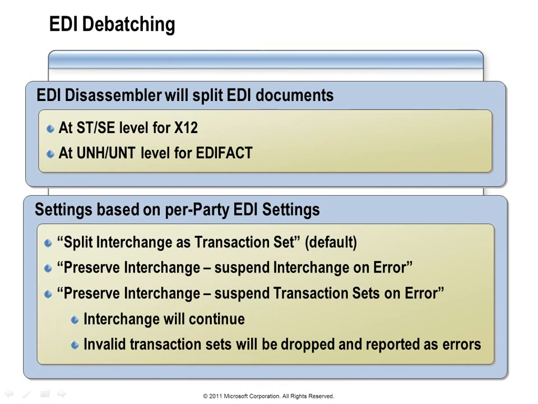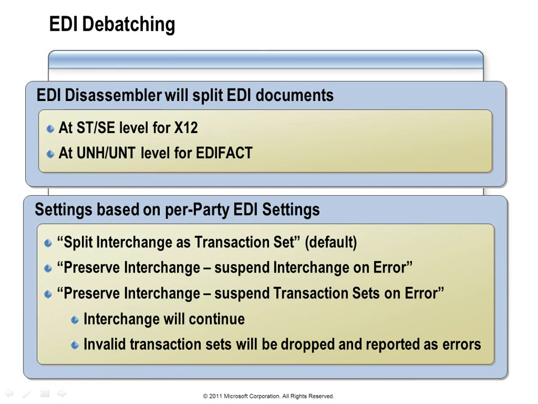The EDI disassembler is set up such that it will split EDI documents if you set it up to do so. So for the X12s, you can split on that ST or SE level, for the EDIFACT at the UNH or UNT level. And you can set this up at the party level. So you're going to see different settings here in terms of, do I want to split the interchange at the transaction set? Do I want to preserve the interchange?